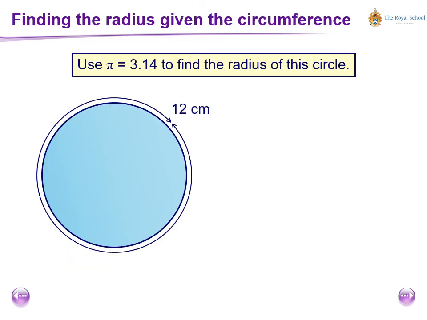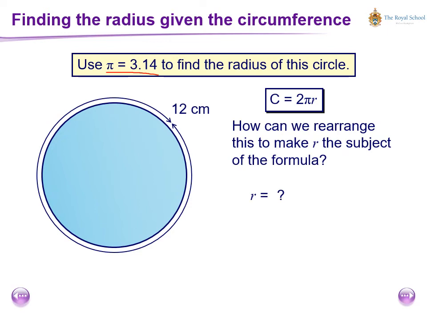Now, how would you work things backwards, finding the radius, pardon me, given the circumference? It says here use pi equals 3.14 to find the radius of the circle. So we know that the circumference is 2 times pi times the radius from earlier, or pi times diameter. We could work this backwards. Well, how would you get the radius on its own?